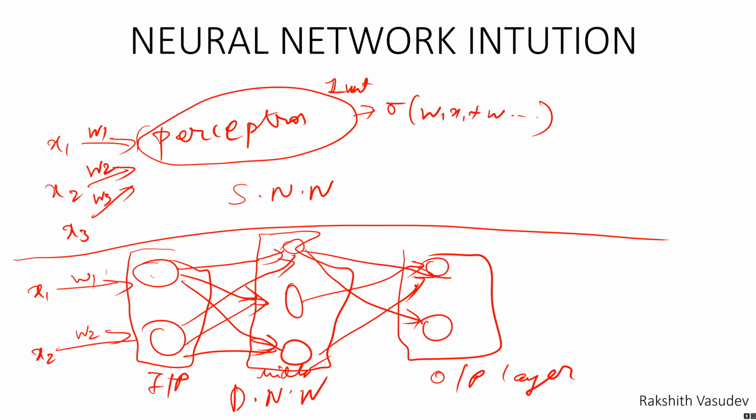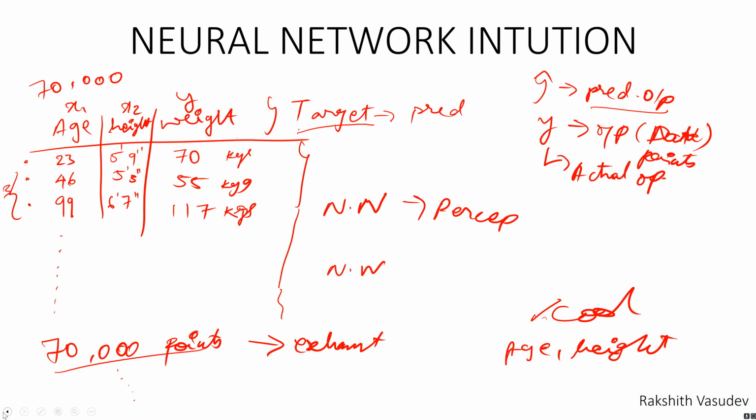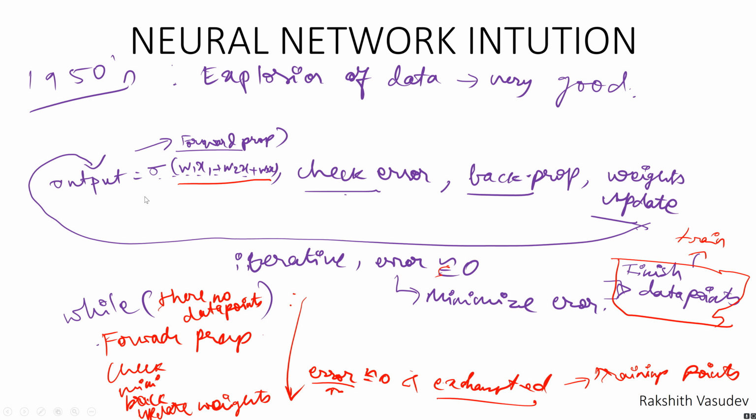All you have to remember right now is this part where you keep doing it. You first do forward propagation, check for error, back propagate, update the weights and output. And then you repeat the same thing: forward propagate, check error, back propagate, update weights.